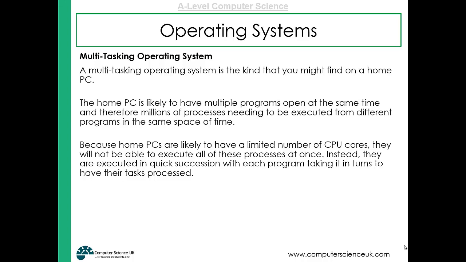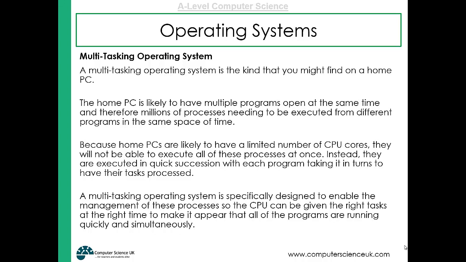So imagine a single core CPU. It can only fetch, decode, and execute an instruction one at a time. Now, if you've got millions of processes from lots of different programs that are open at the same time, a multitasking operating system will allow the CPU to be given one job from each program at once, so that each program can take it in turn to have their tasks processed.